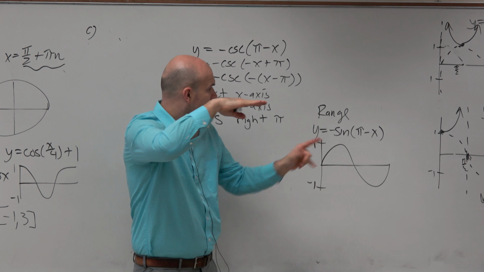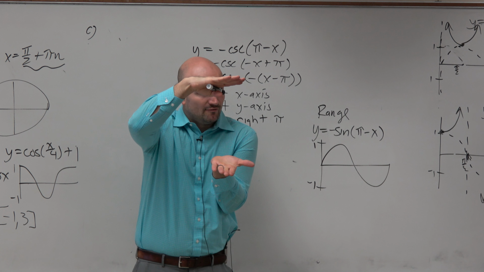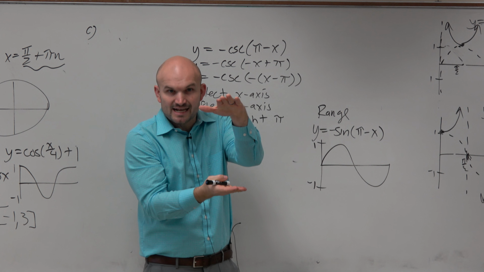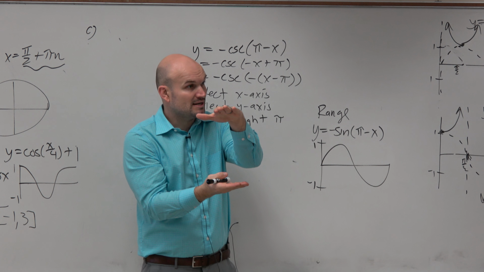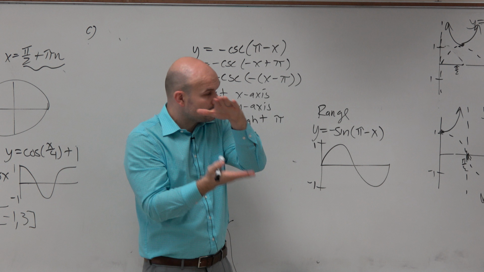But then there's also this outside reflection. But again, negative 1 to 1, flip the graph, you're still at negative 1 to 1. Even if you want to stand up and do some jumping jacks, it's still negative 1 to 1.